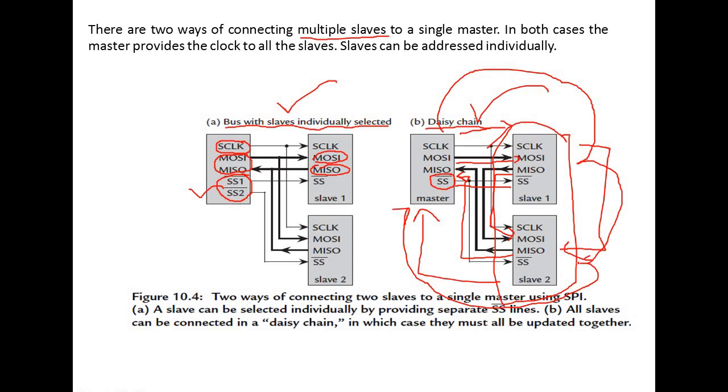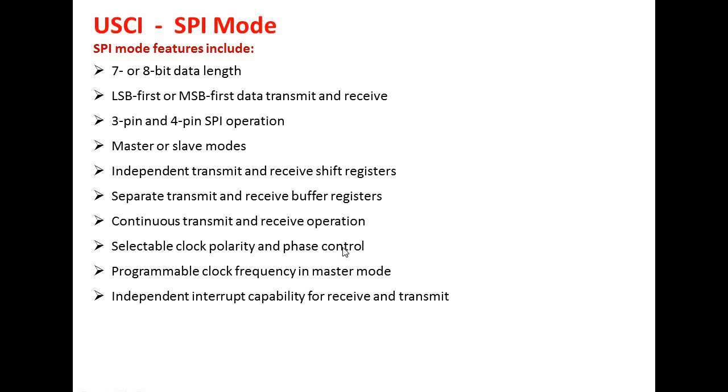And coming to the SPI features, these are some of the SPI features. As you know, the SPI module data length may be 7-bit or 8-bit. It can be selected with the help of the bits in the control register. We will discuss later. And here also you can transmit LSB first or MSB first for data transmission and reception. And your SPI can be used in 3-pin or 4-pin configuration. Here we are discussing the 4-pin configuration SPI.